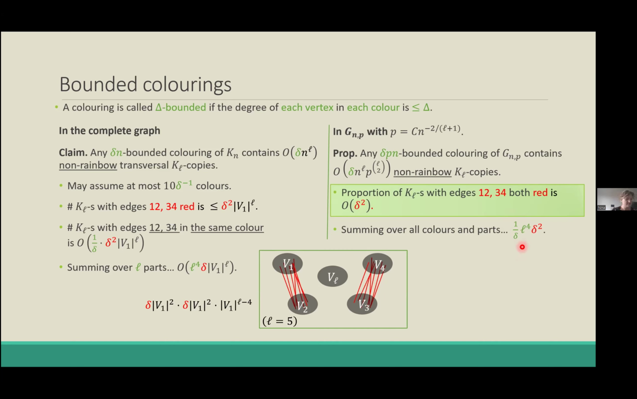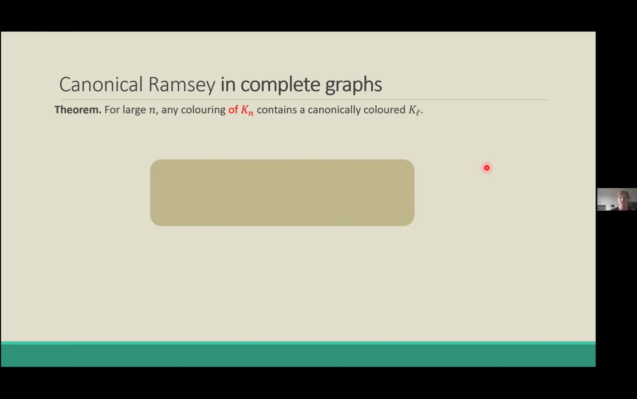Okay, so now we roughly know how to do bounded colorings, and that's all I'm going to say about that case. And let me just give you a little bit of intuition for what we do in general. So for the general proof, we go back to complete graphs first to understand what's happening in the complete graph. So how do you prove the canonical Ramsey theorem in the complete graph? Well, we know that there's a vertex with at least delta n edges in the same color, let's say green. Otherwise, you use the bounded degree case.